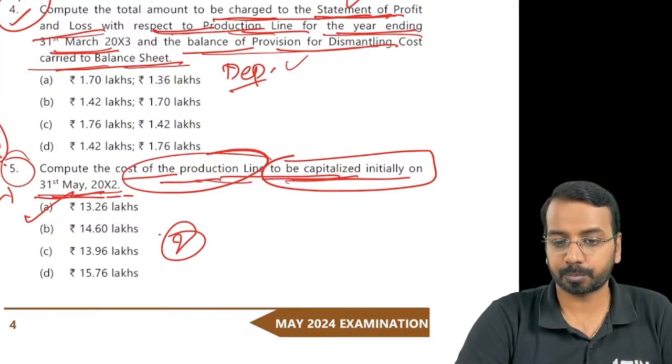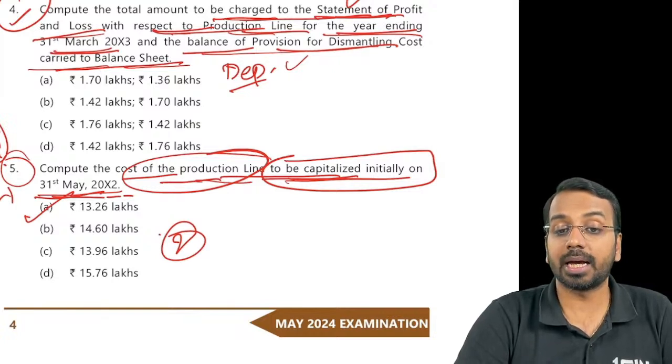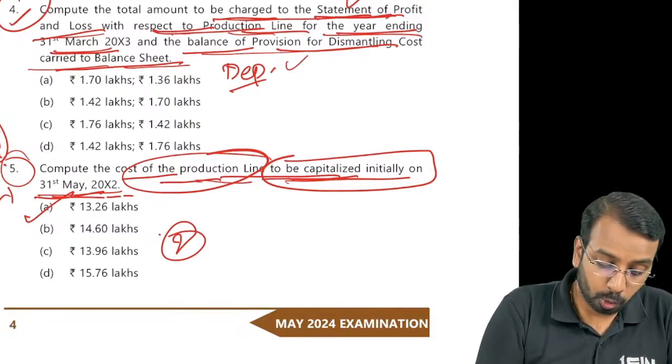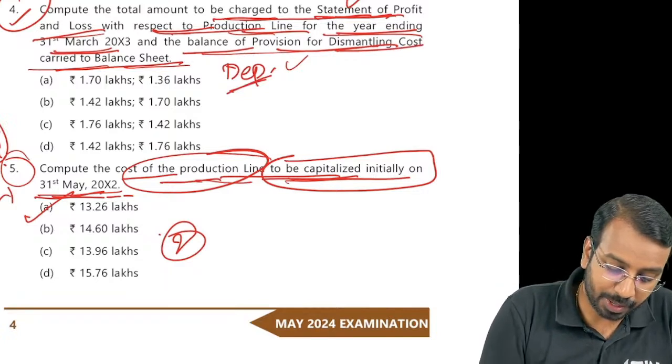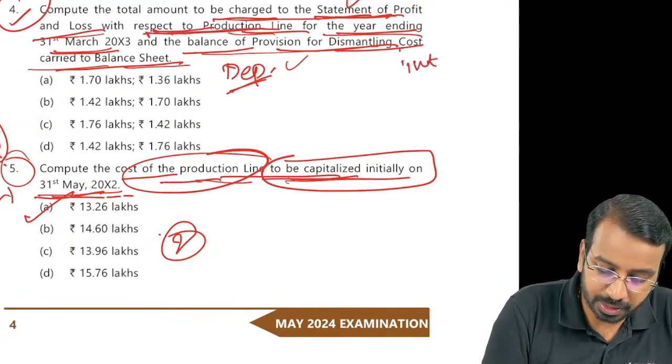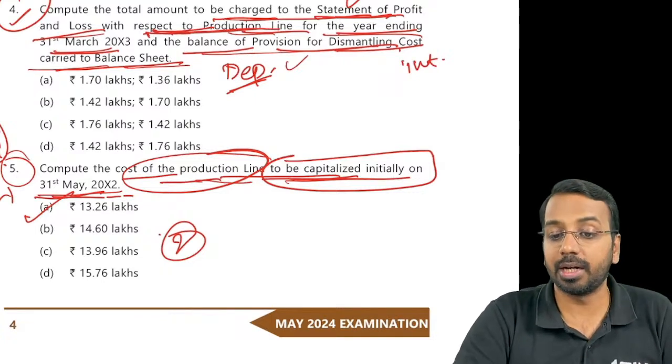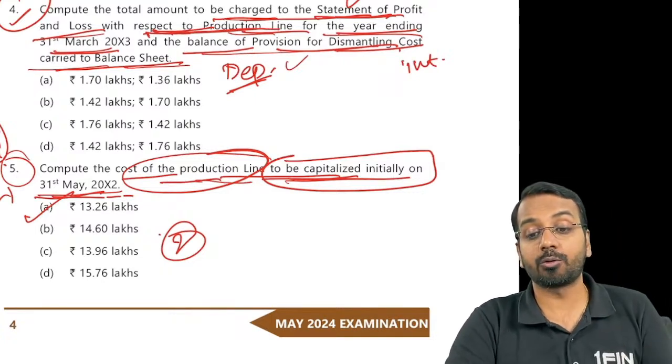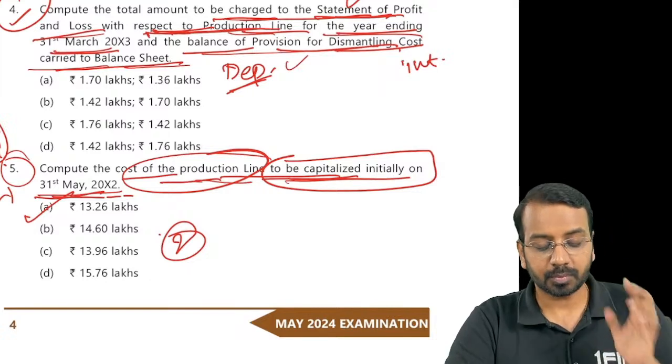The second part they are asking: one is depreciation, and second, we have this dismantling cost with respect to the production line, on which there will be interest. So one, we have to calculate depreciation. Second, we have to calculate your interest.